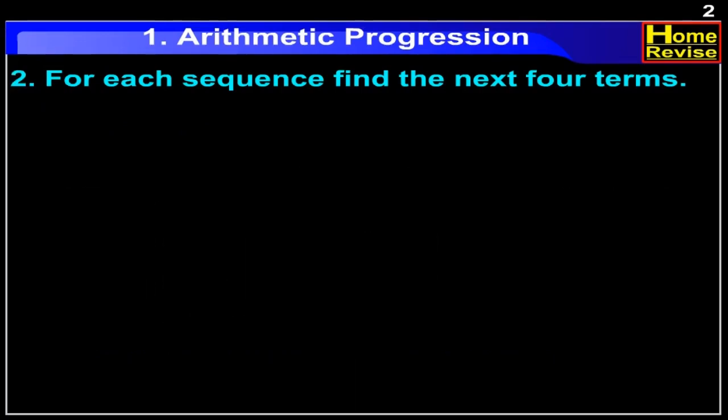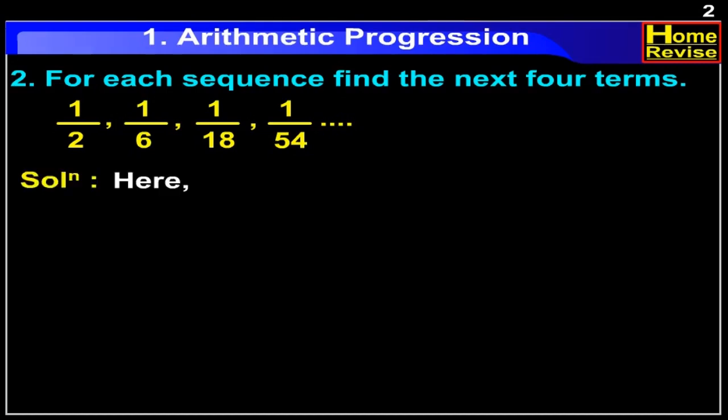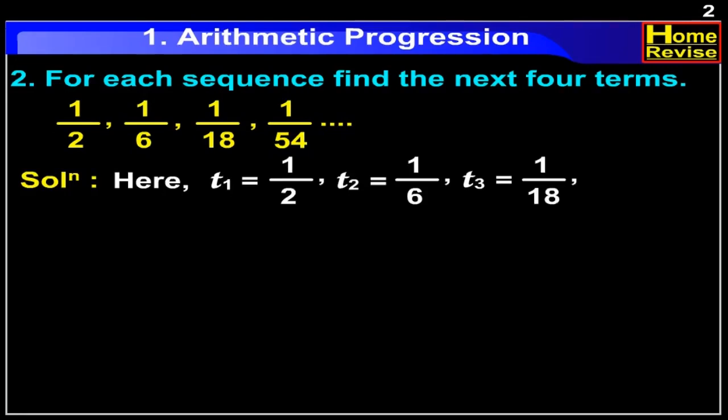For each sequence, find the next 4 terms. 1 upon 2, 1 upon 6, 1 upon 18, 1 upon 54 and so on. Here T1 is equal to 1 upon 2, T2 is equal to 1 upon 6, T3 is equal to 1 upon 18 and T4 is equal to 1 upon 54.